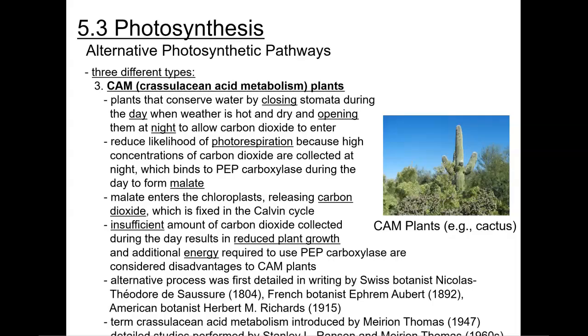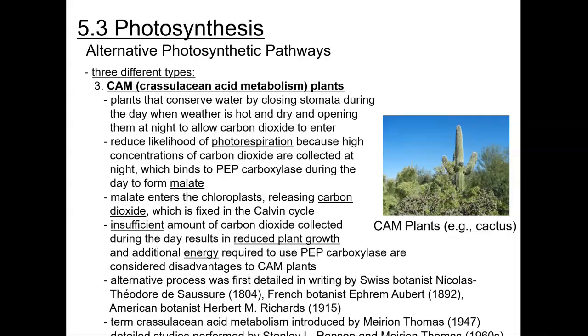Insufficient amounts of CO2 collected during the day are going to reduce that plant's growth. And in addition, it also requires energy to be used by the PEP carboxylase. So it's considered a disadvantage to the CAM plants. This is why plants in these areas, like deserts, cacti, things like that, grow at a very, very slow rate.